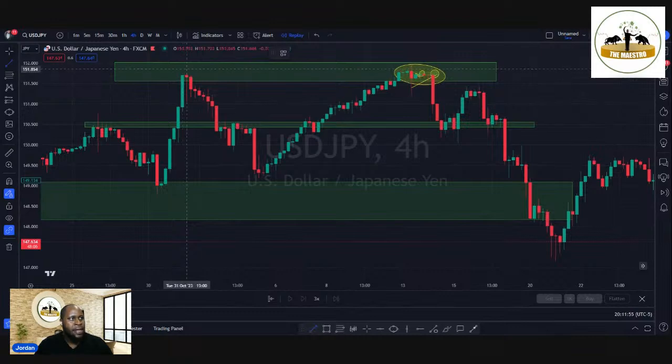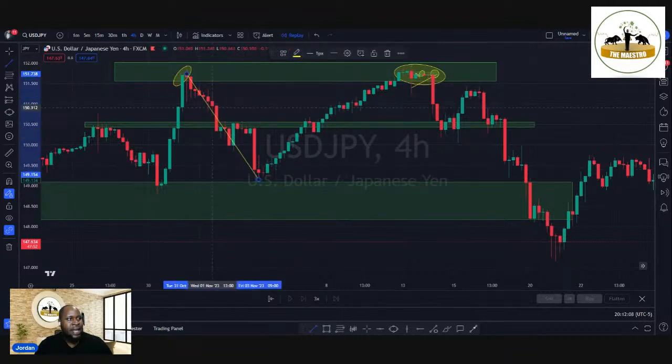Price came to this area, right? Once price came to this area, huge drop to the downside. Huge drop to the downside. So I already have previous data that particular area right over there is a supply zone, right? That particular area is an area where I am most likely going to encounter some kind of resistance.